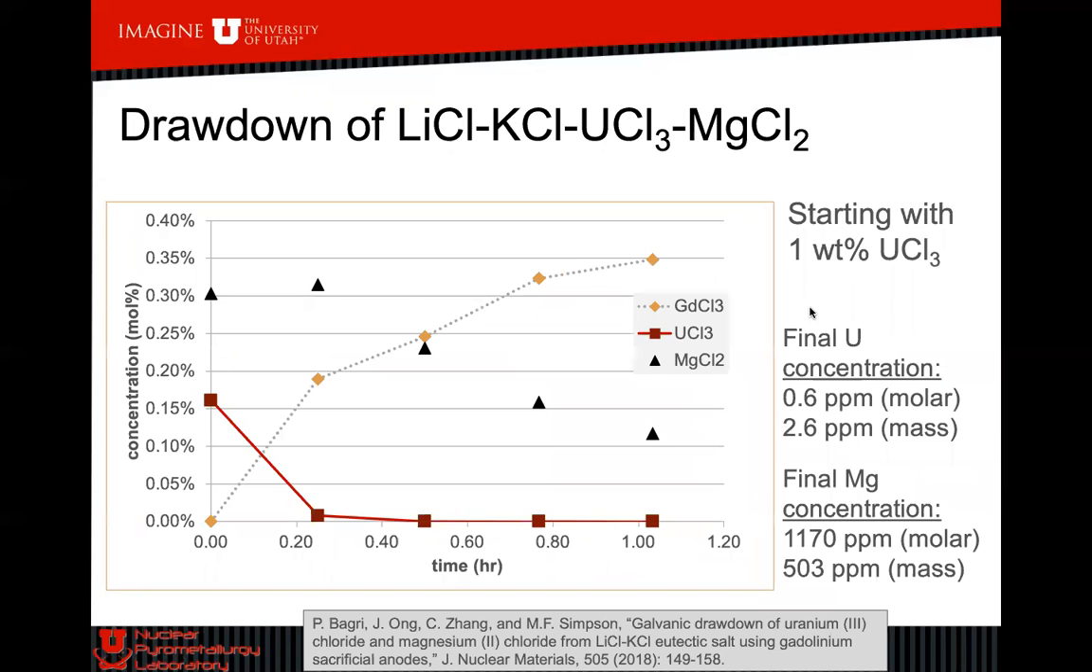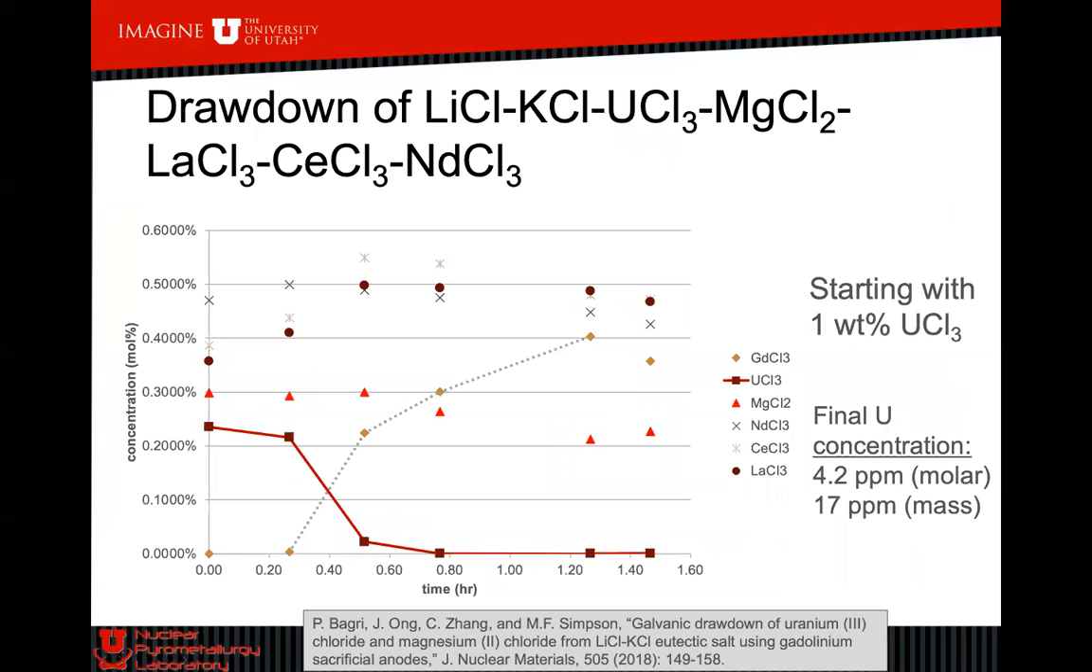We added magnesium chloride. Magnesium chloride is actually a pretty good surrogate for plutonium chloride. And it shows that the uranium will still come out very quickly. The plutonium would come out as well, just not as quickly. And then finally, we threw in a bunch of surrogate fission products like lanthanum, cerium, neodymium, and they all pretty much stayed steady, which is good. That's what we want. We don't want to take out the fission products. We want to just recover the uranium. So we can send everything else off to waste.